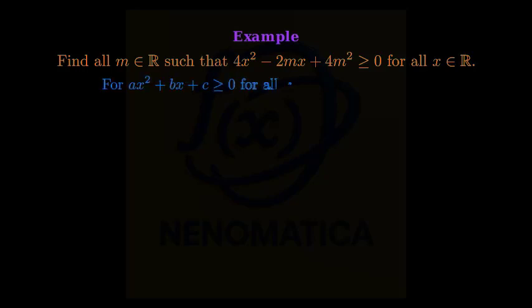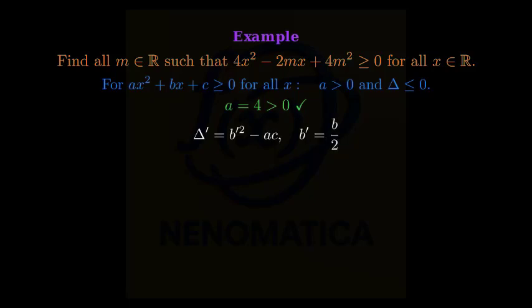A quadratic ax squared plus bx plus c is always non-negative for all real x if and only if two conditions hold. 1. The leading coefficient is strictly positive, and 2. The discriminant is less than or equal to 0. Because b is an even coefficient here, we will use the simplified discriminant delta prime equals b prime squared minus ac, where b prime is b over 2.